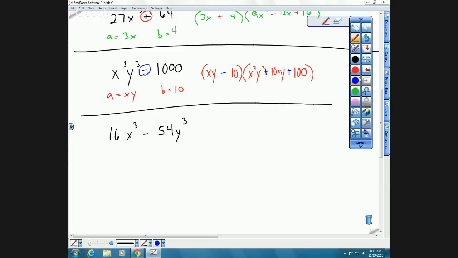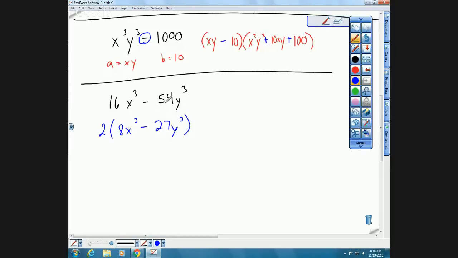What's the first thing I have to do on this one? Those are not perfect cubes, right? So I can pull out a common factor. What can I divide 16 and 54 by? I don't think 4 goes into that. No, it doesn't. So 2. So you have 8x cubed minus 27y cubed. Well, now you should recognize 8 and 27 are perfect cubes, so that's probably right.